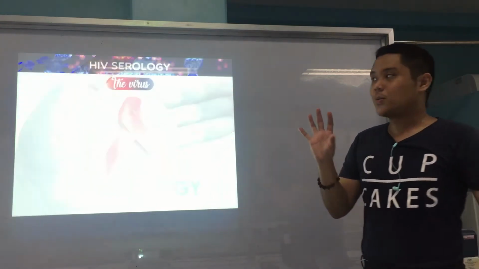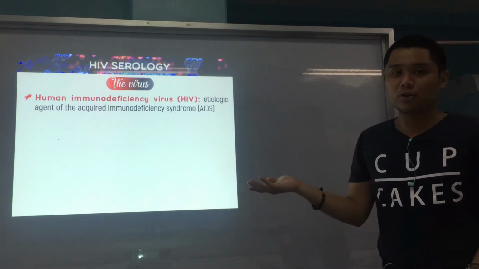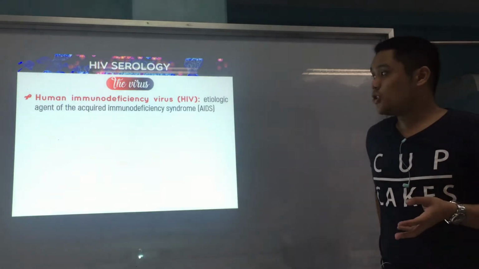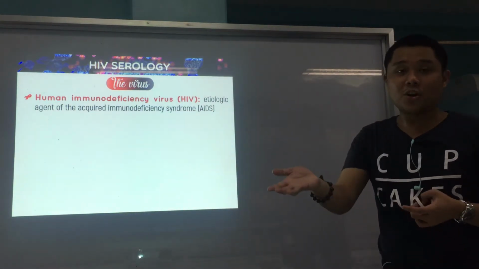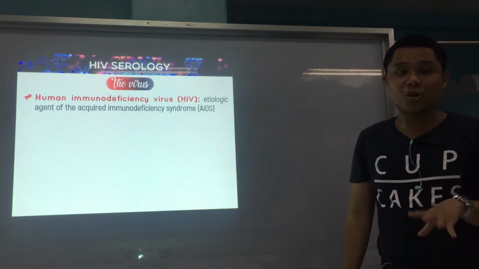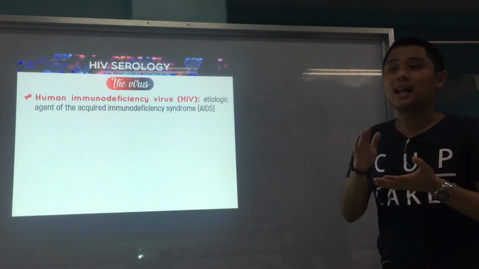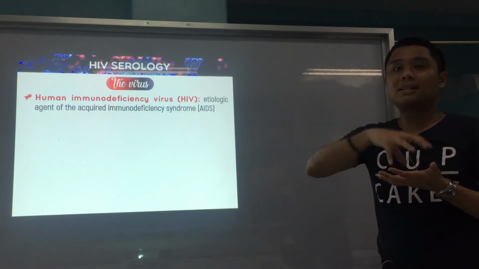All right, so we'll start first with the virus, of course. HIV means human immunodeficiency virus, or some would say human immune deficiency. But it's usually human immunodeficiency virus. It's the etiologic agent of AIDS, acquired immunodeficiency syndrome. Now, again, clarification, AIDS is now the more severe stage.